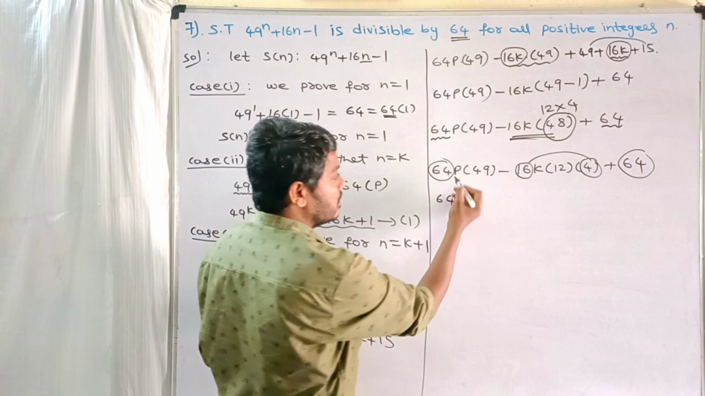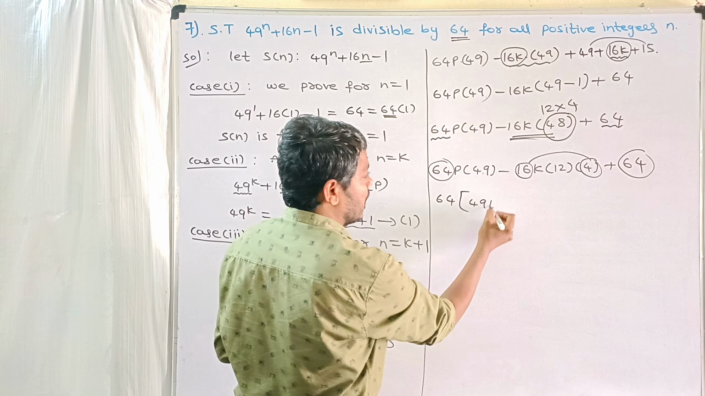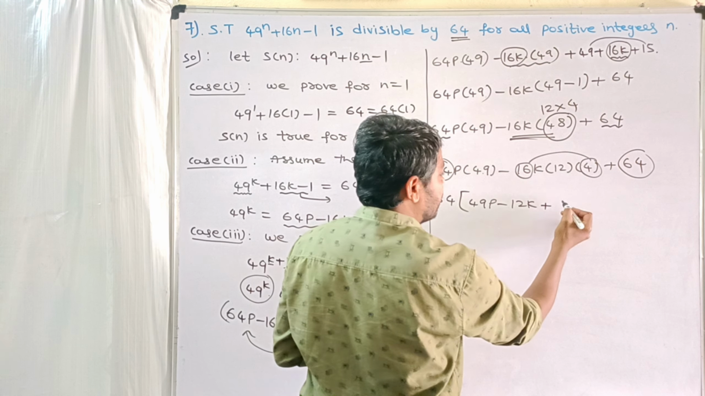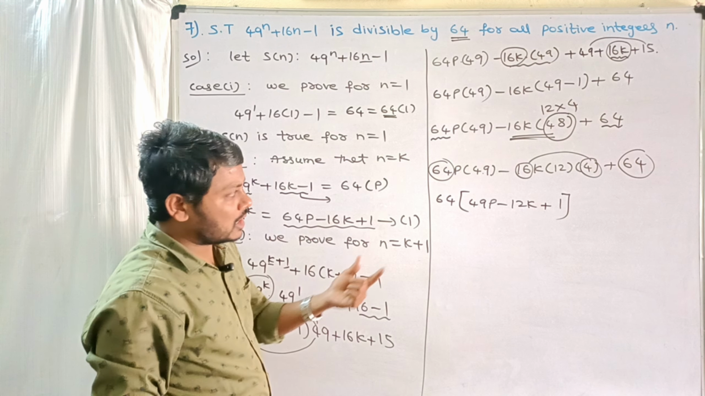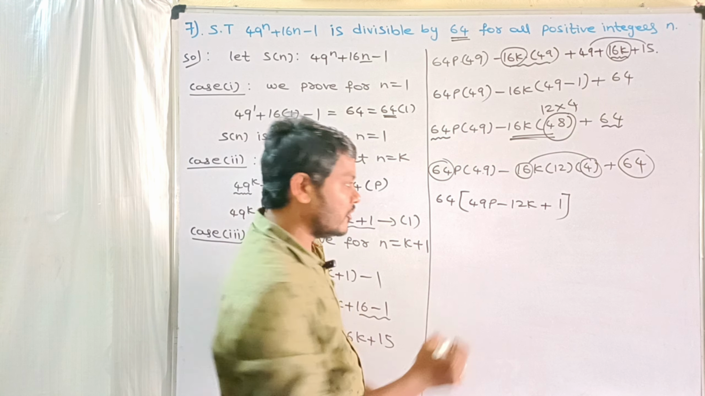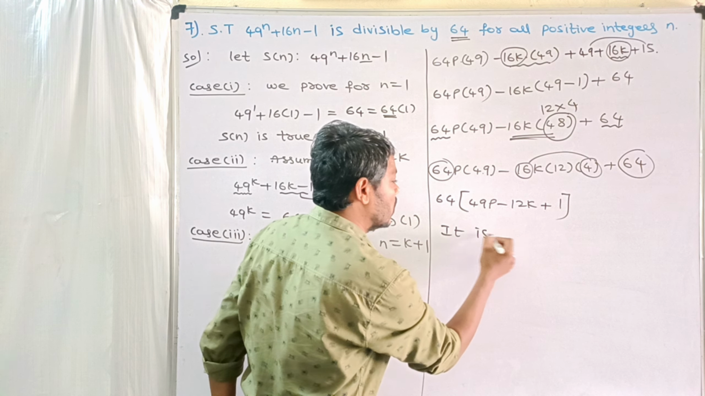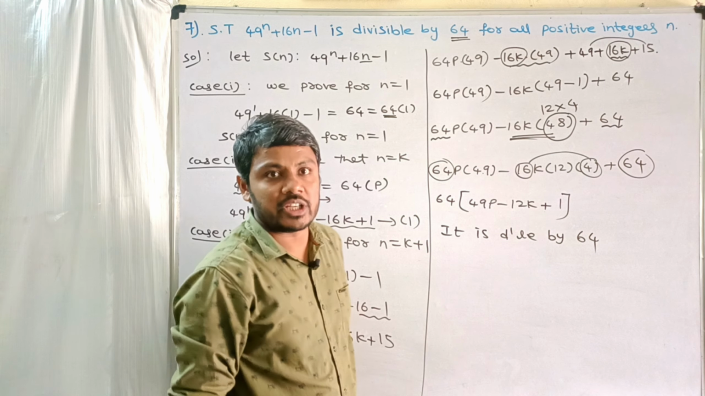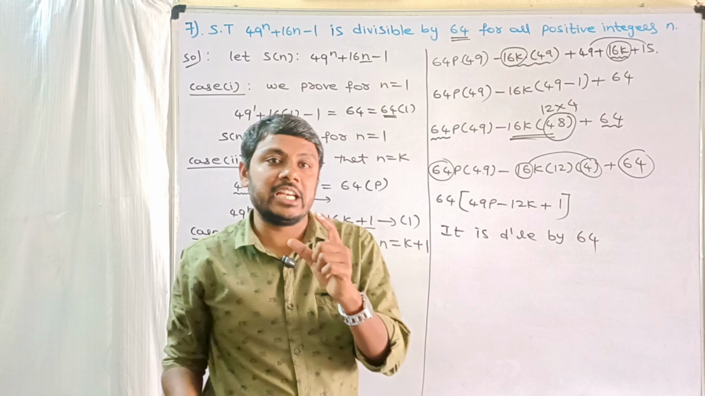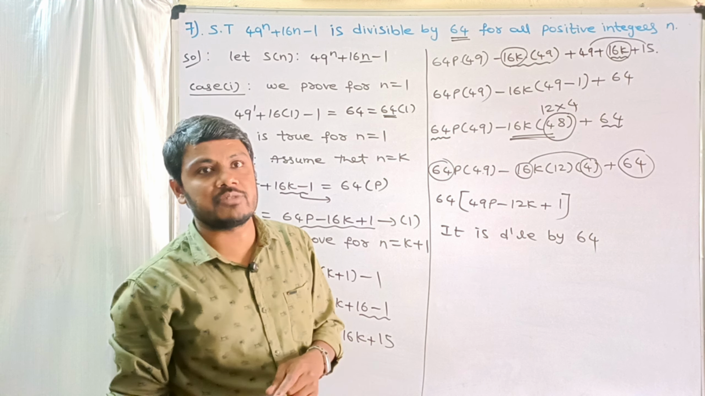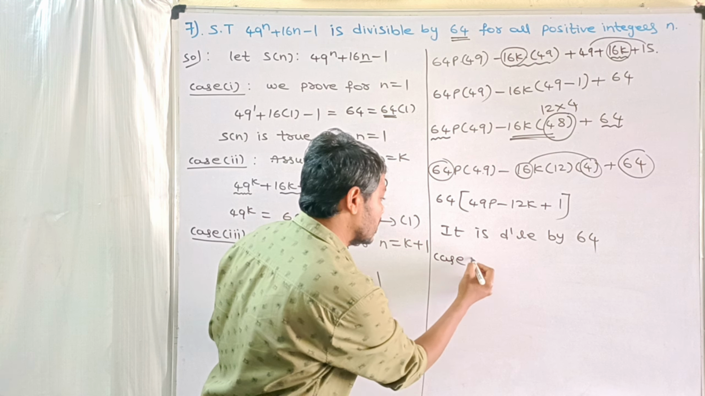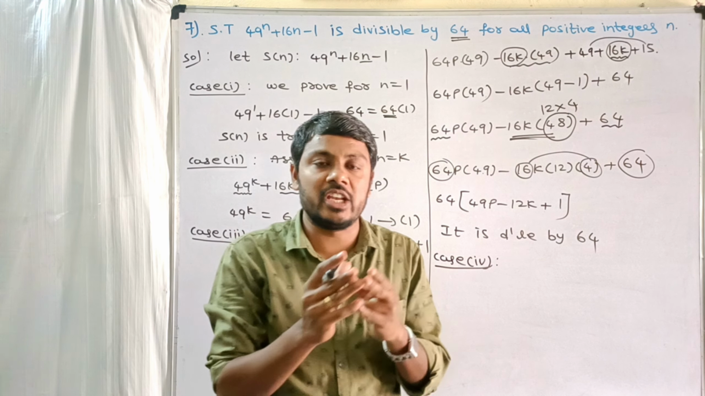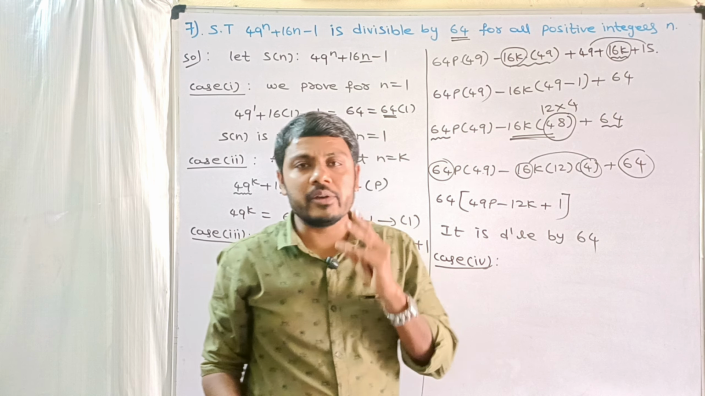The remaining terms are 49p minus 12k plus 1. So we get 64 into some value, which means it is also divisible by 64. From this we can say the given statement is true for n equals k plus 1. Next, case 4: by the principle of mathematical induction, S of n is true for n belonging to the natural numbers.